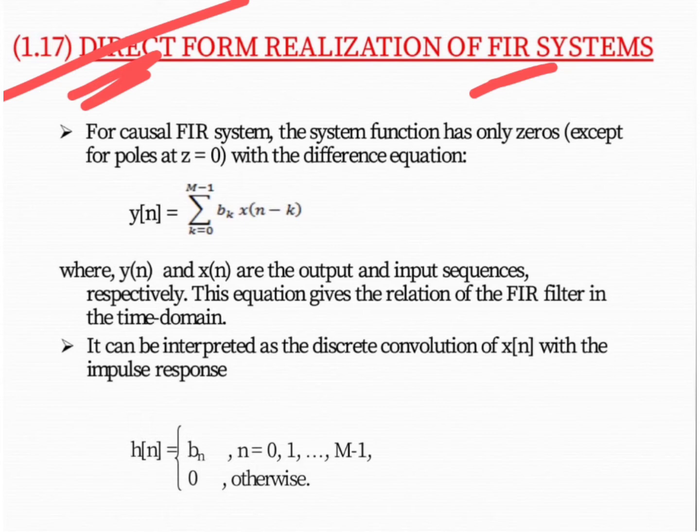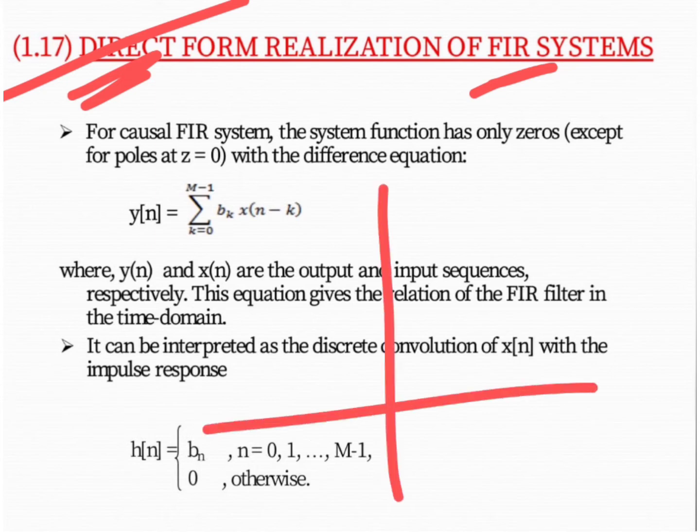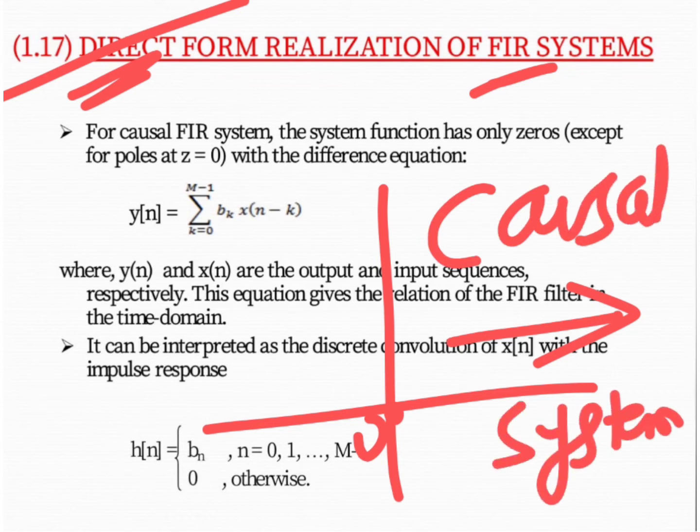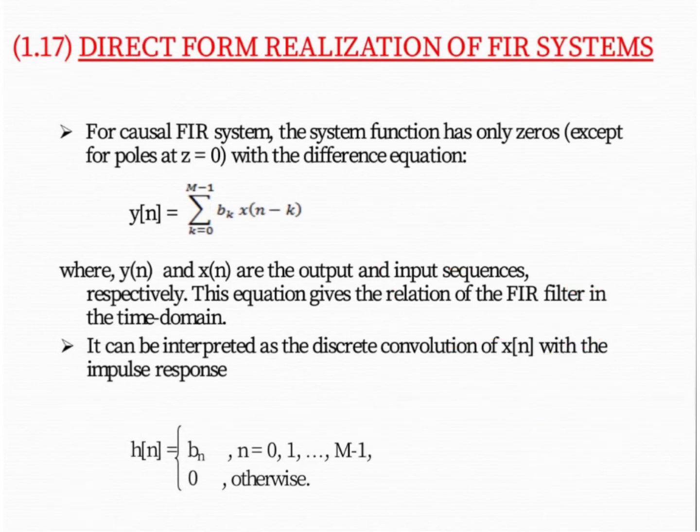So here first of all we consider our causal FIR system. A causal system is a system whose values depend upon the present input as well as the past inputs. That means if the values start from 0 and go to positive values of time, then this particular system is a causal system. This value must be present from 0 to the positive values of time. So this particular system is nothing but a causal system.